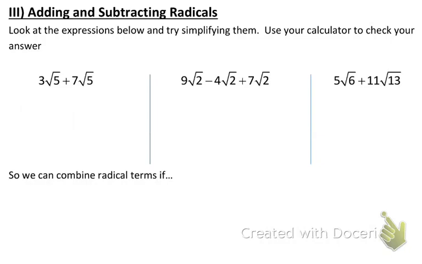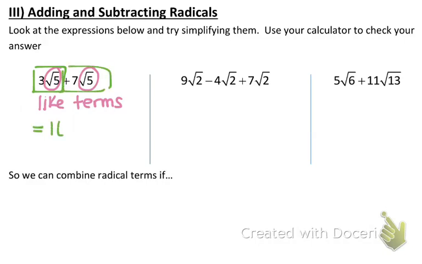Okay, so we're going to simplify these expressions. Our first expression, 3 square root of 5 plus 7 square root of 5, we notice that both of them have a square root of 5. We consider that square root of 5 to be kind of like a variable, whereas if they both had an x, then that would make these two terms like terms because they both contain the square root of 5. So if we have like terms, then we just add the coefficients. So we take 3 plus 7 to give us 10, and then the square root of 5 just tags along on the end.